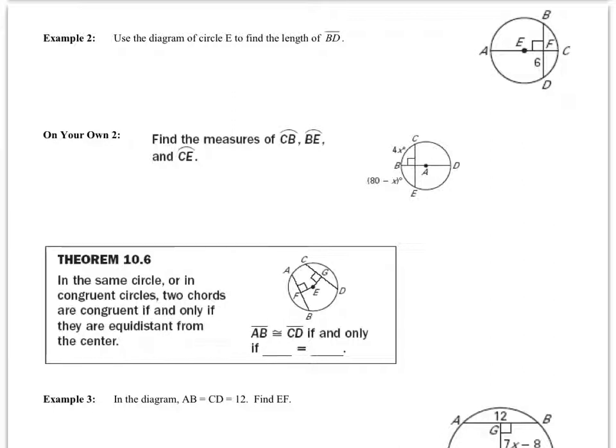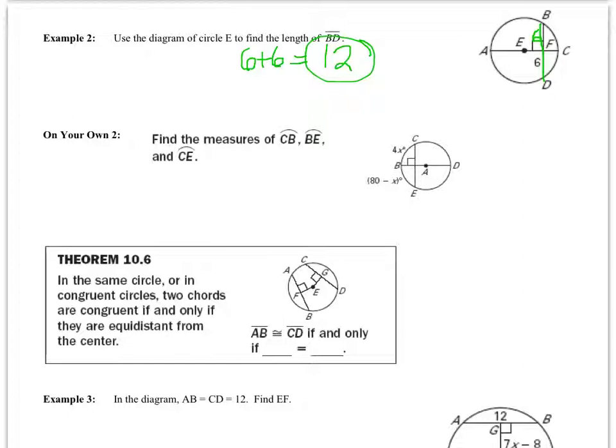Well, looking here, I know this is perpendicular and it goes through the middle. So since this is a diameter and it's perpendicular to this chord, it cuts this chord in half. So if this is 6, this top piece must also be 6. So if I want segment BD, that's this entire segment, so it's going to be 6 plus 6, which equals 12.